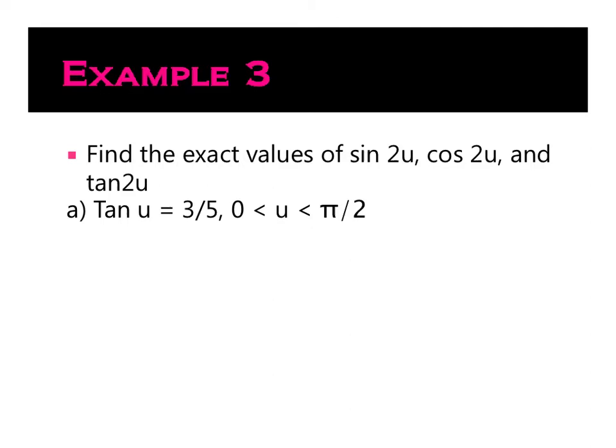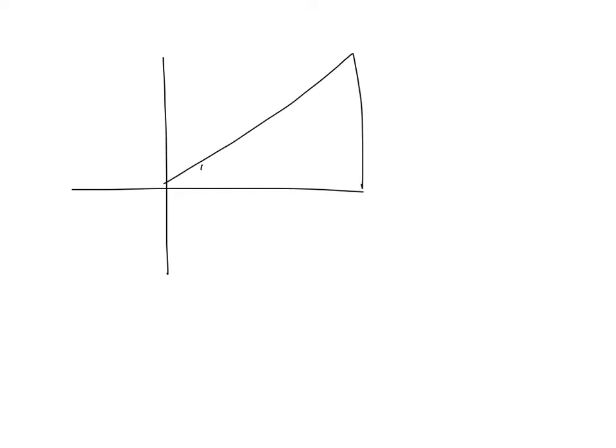All right, so let's take a look at this. We're going to find the exact value of sine 2u, cosine 2u, and tan 2u. I'm so used to saying theta, so if I say theta, I'm referring to u. They give us tan u, and it's telling me in which quadrant it's in. Which quadrant is this in? First. Good, the first quadrant. So I'm going to go into quadrant 1, and I'm going to draw a triangle. And let's call it u. They gave me tan, opposite over adjacent, 3 over 5.